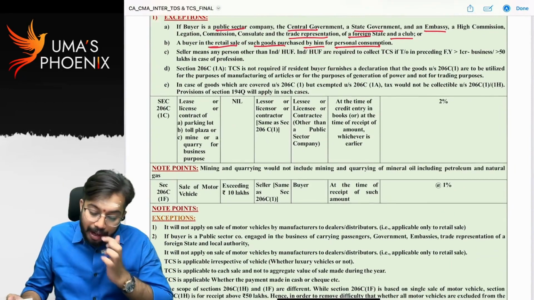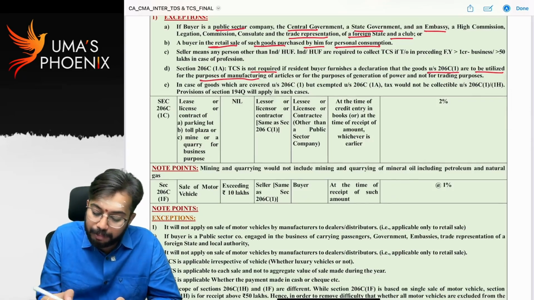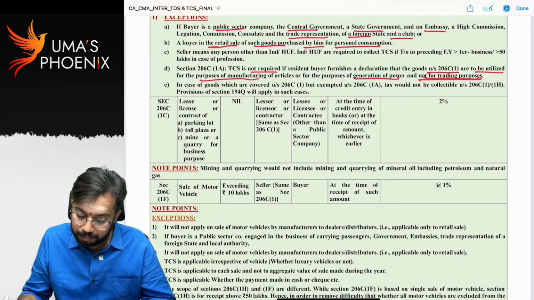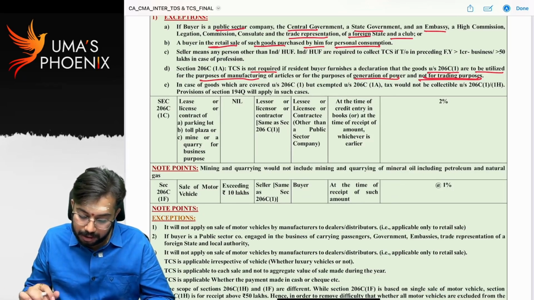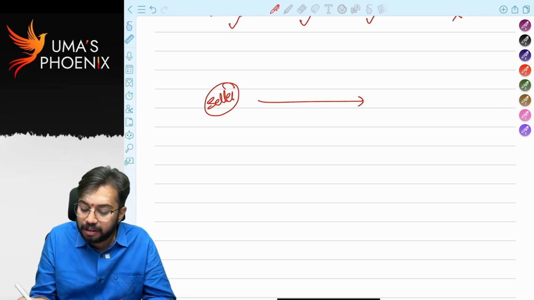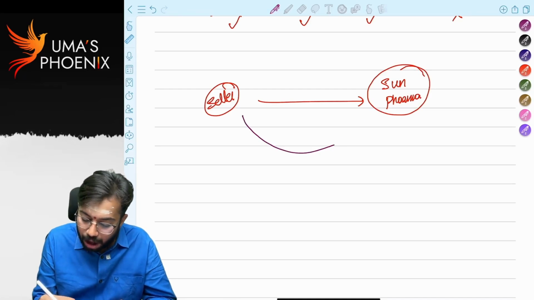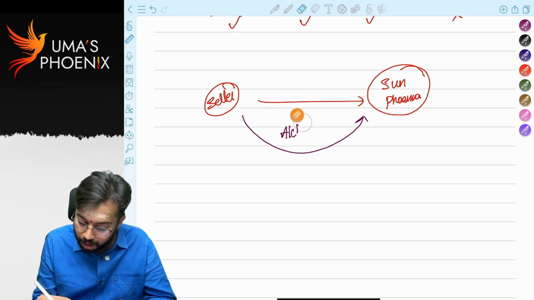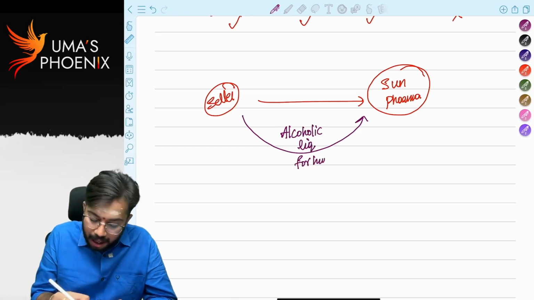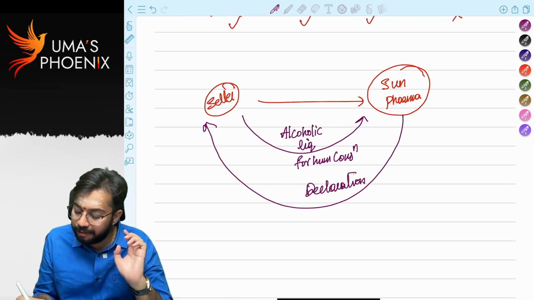Another point, TCS is not required if a resident buyer furnishes a declaration that goods under section 206C1 are to be utilized for the purposes of manufacturing of articles or for generation of power and not for trading purposes. What do you mean by this? Let's say the seller is selling goods to Sun Pharma company. You know Sun Pharma, right? It manufactures medicines. Now Sun Pharma is purchasing alcoholic liquor for human consumption. Sun Pharma gave a declaration. What is the declaration? Whatever alcoholic liquor is purchased is used for manufacture of medicines.